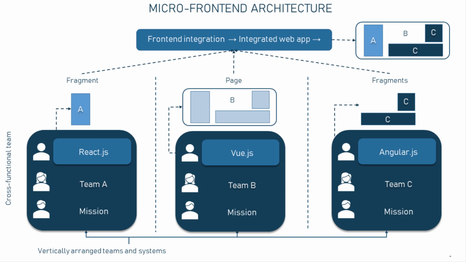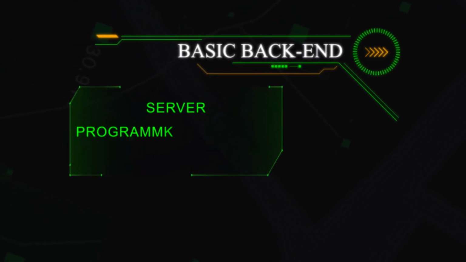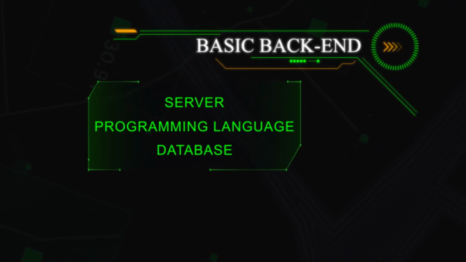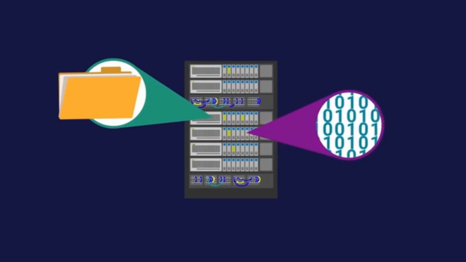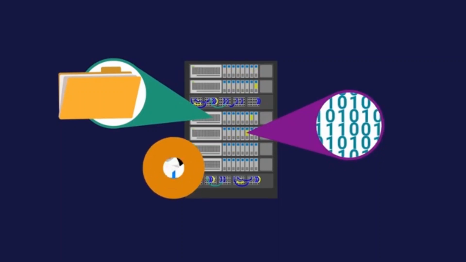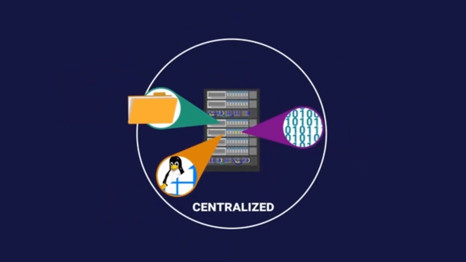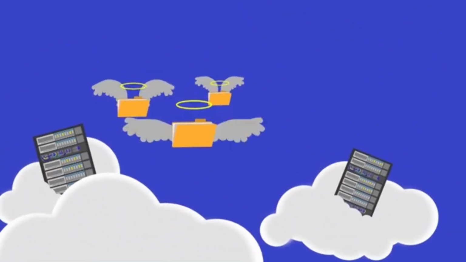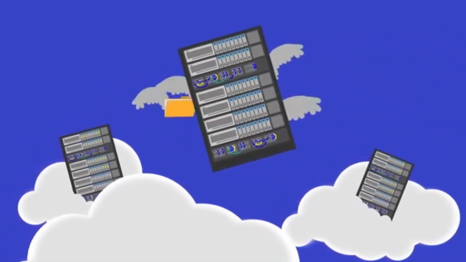Let's move on to our last section, back-end development. The back end or server side is made up of three components: the server, the server-side programming language, and the database. As I mentioned in the beginning, the server is a computer where all website files, the database, and other components are stored. Traditional servers run on operating systems such as Linux or Windows. They are also considered centralized because the website files, back-end code, and data are all stored together on the server. Nowadays, there are also serverless architectures, which are a more decentralized type of setup.